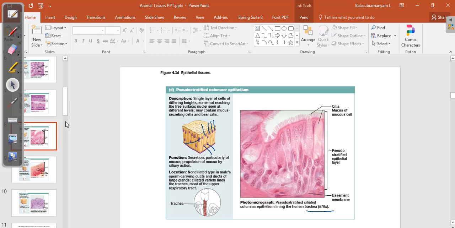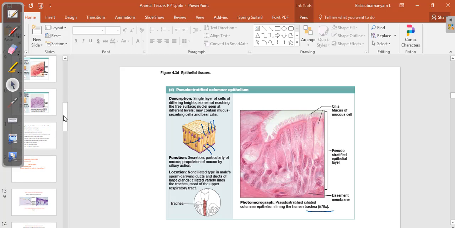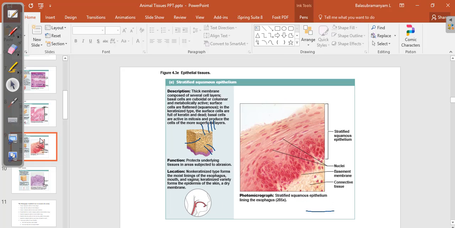And next we should start with the stratified squamous epithelium. So here also you can see how many layers of cells are being formed. And here the example is from the esophagus. You can see a lot of nuclei and then the basement membrane and then the connective tissue lying below that. So that's about stratified epithelium.